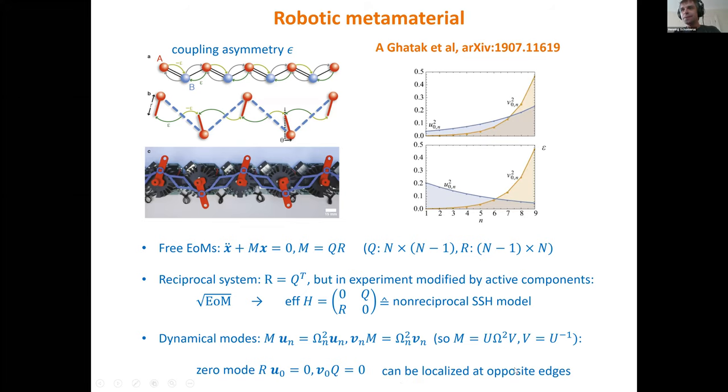And the really fascinating part is that they can be localized at opposite edges. So this now just depends on the difference of couplings epsilon. If epsilon is large enough, you might have a Su-Schrieffer-Heeger model with a weak bond for the Q matrix at one side and the weak bond for the R matrix on the other side. And this will give you zero modes, which are localized on opposite edges.